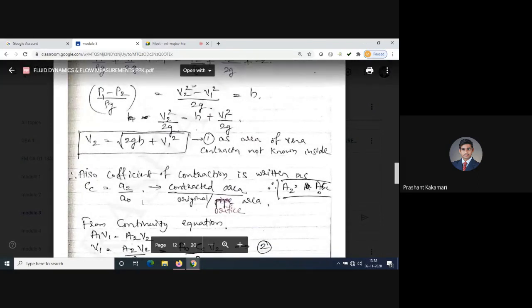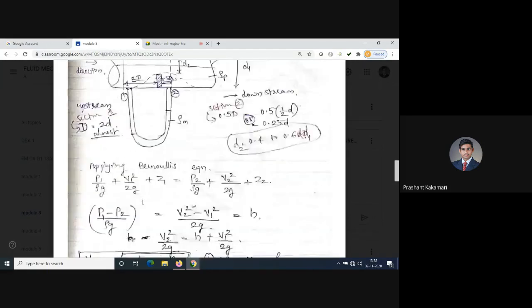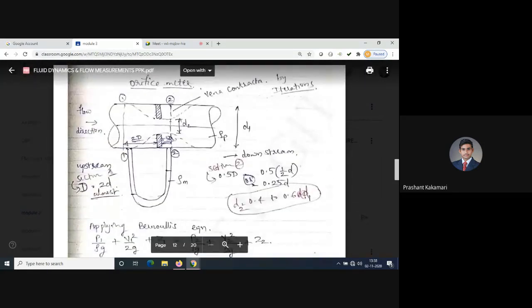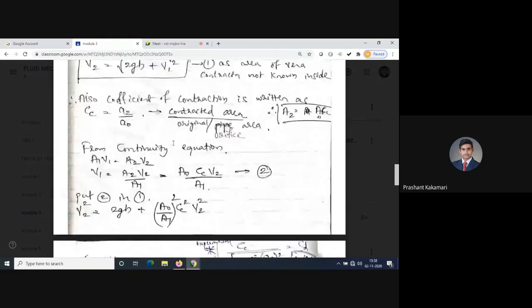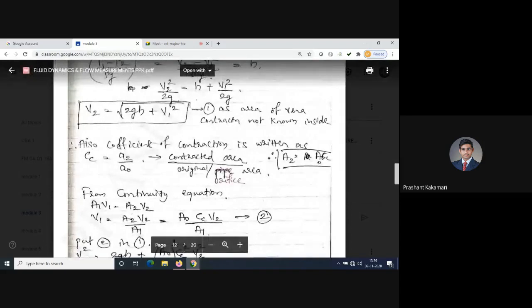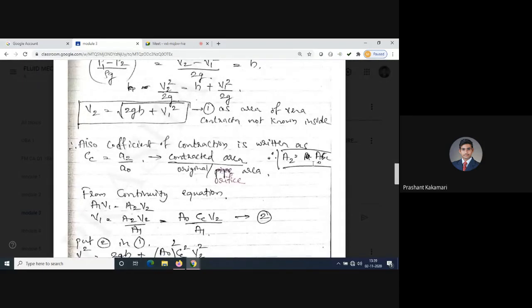A2 is like an assumption here. A2 is somewhere in between, and we don't know the area or diameter. So for that, we are writing it in terms of Cc, the coefficient of contraction, and A0, the area of the orifice. Now come to the continuity equation.